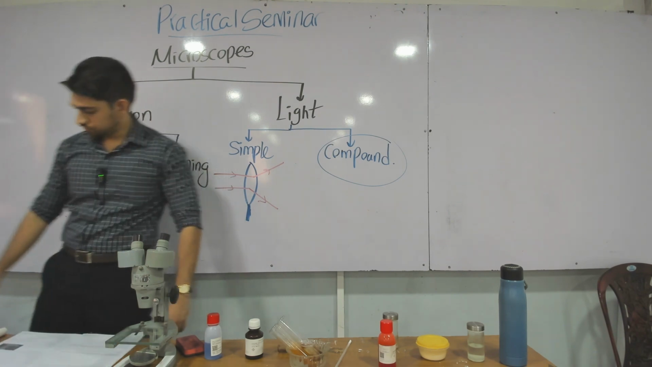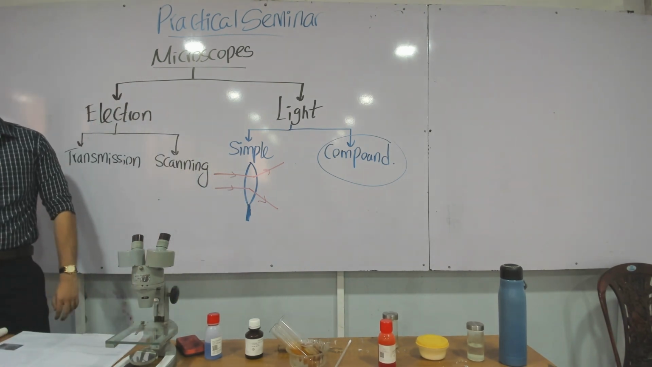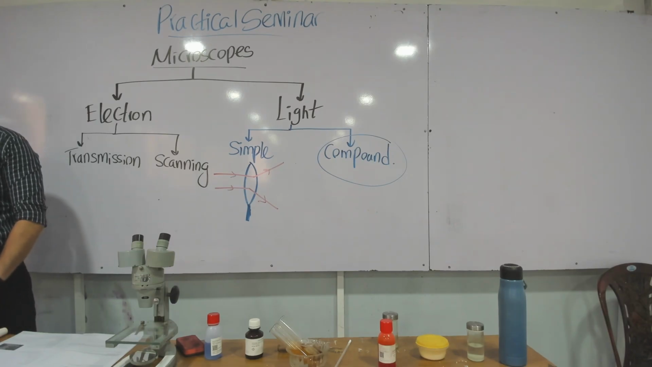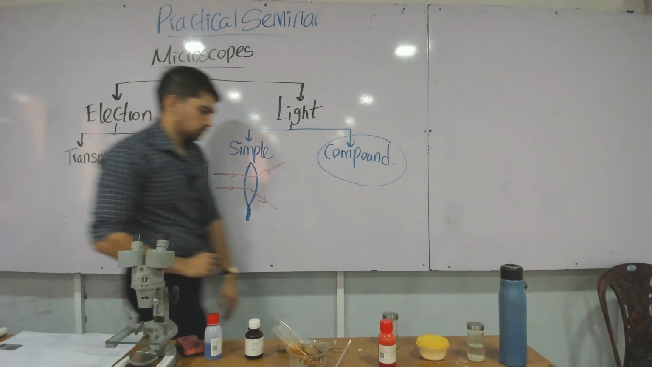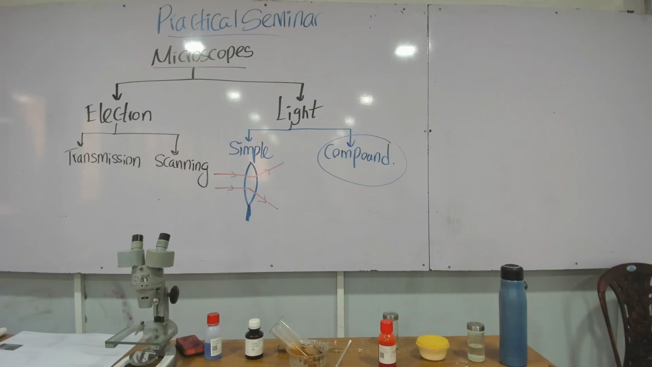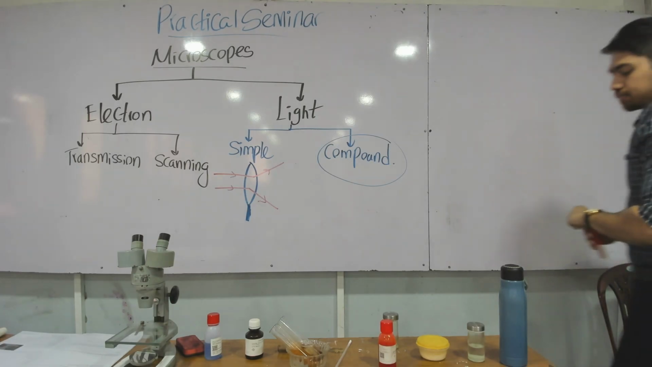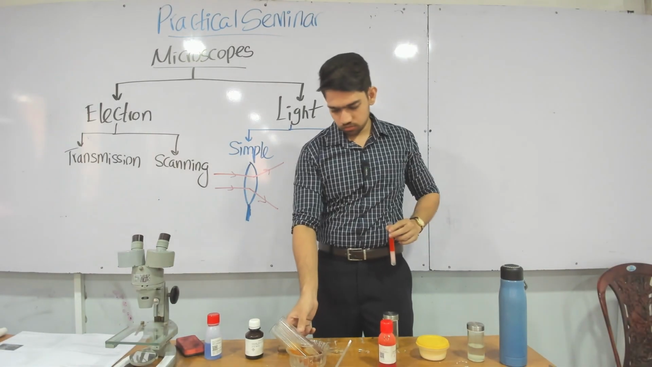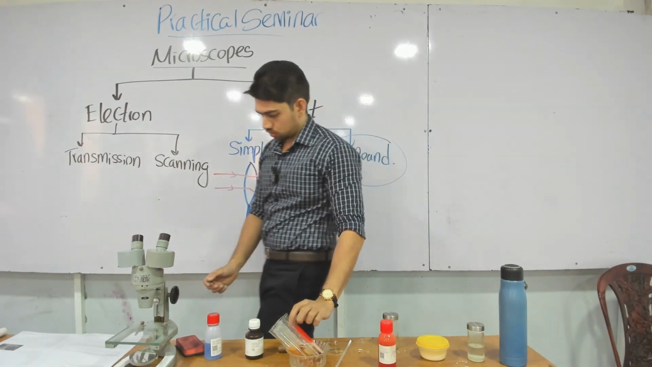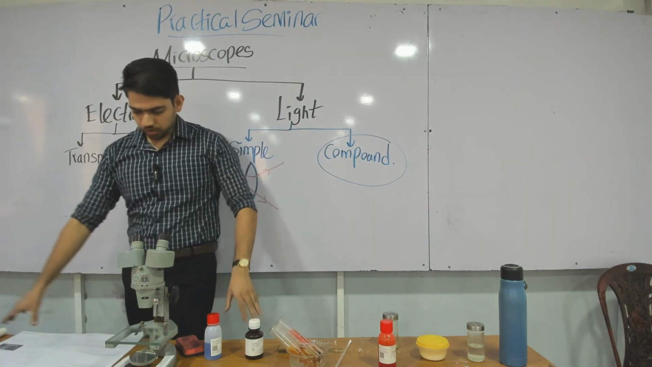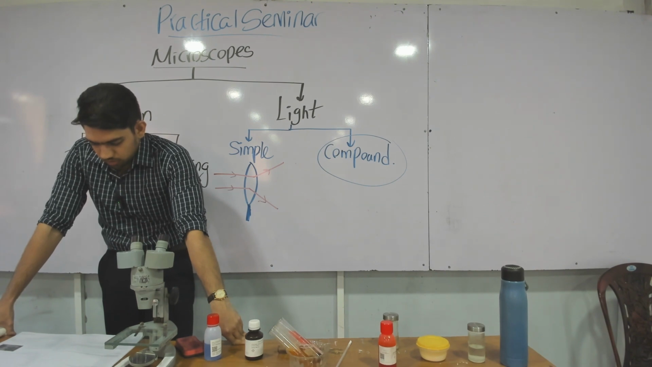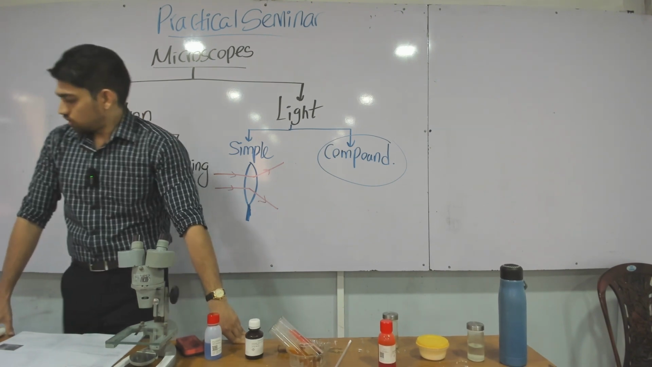Question tube, page number 14 of the question tube. Right, so practical number 6: identification of parts and functions of the light microscope and the use of the light microscope to observe specimens.